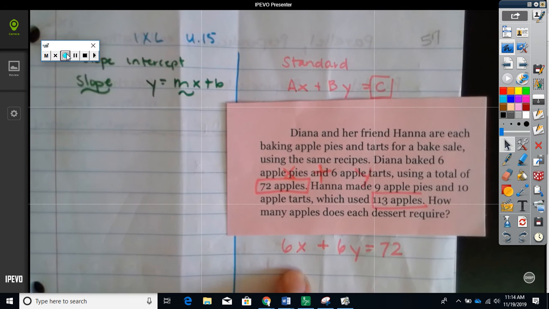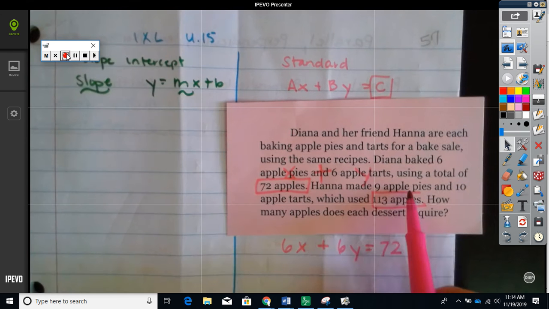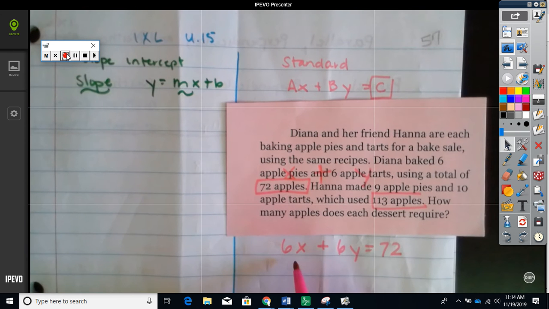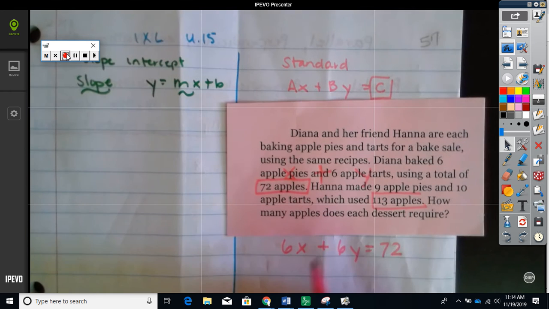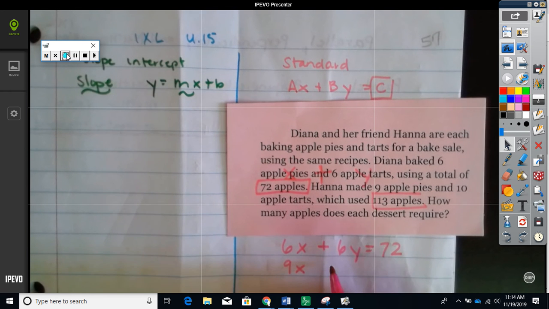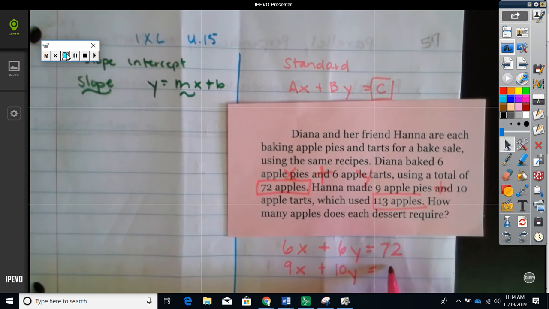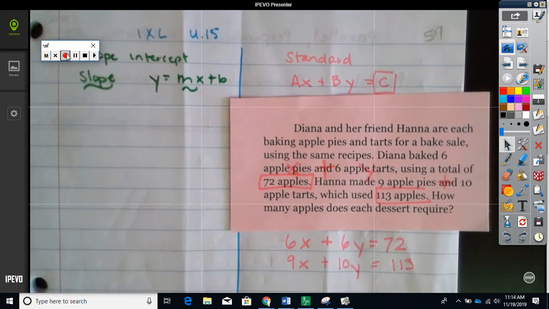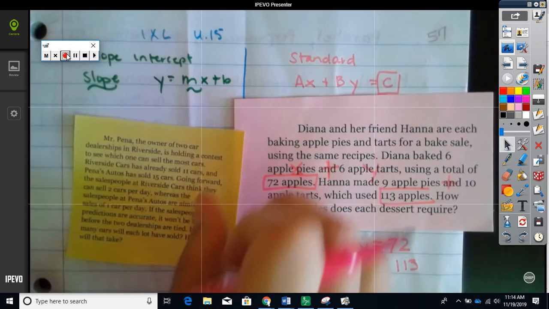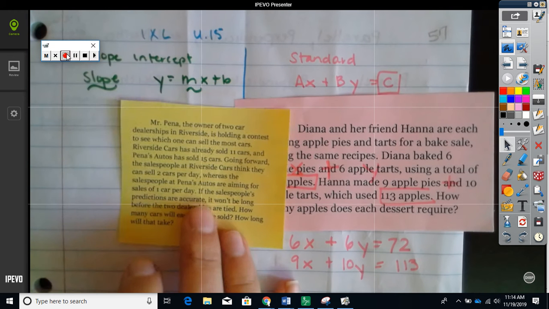So now you're doing the second equation on your own because it says 9 apple pies. So what did you write for this one? What did you write for that? 9 apple pies would be 9x. And then what did you do for the next part? And that means plus, equals. What did you put for that? Equals, what's your other total? Yeah, 113.